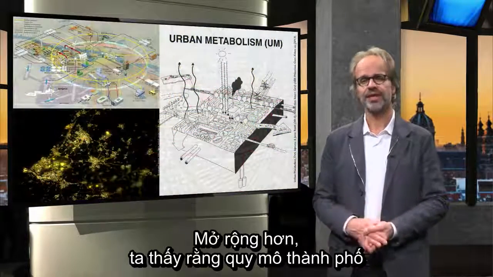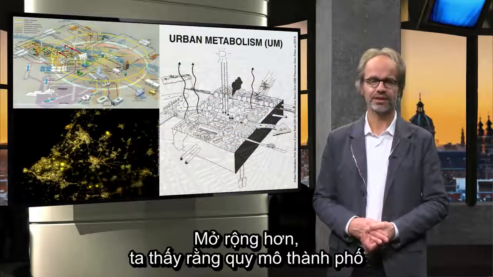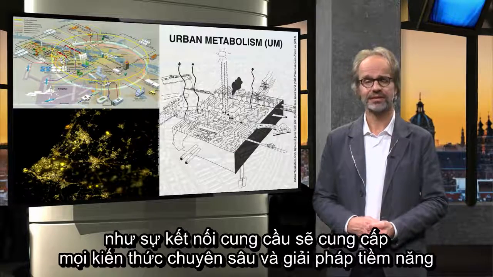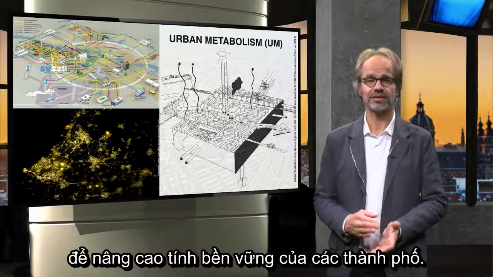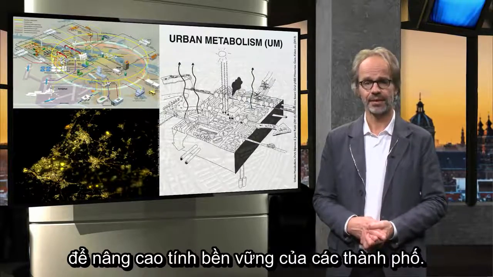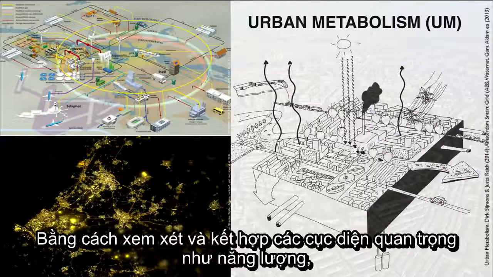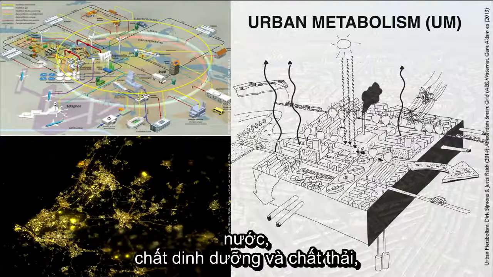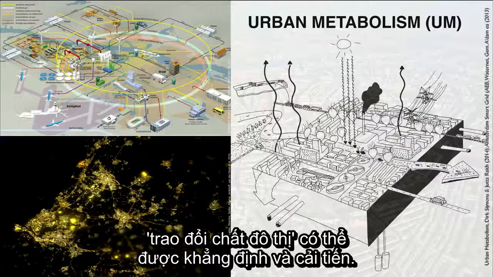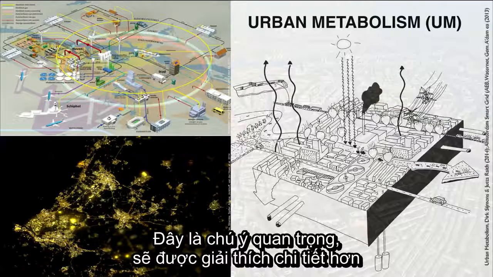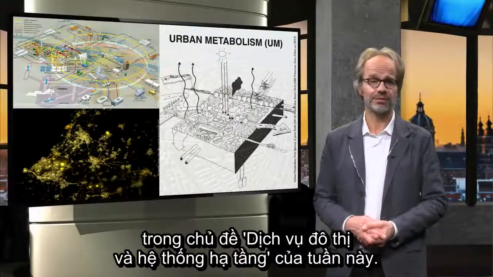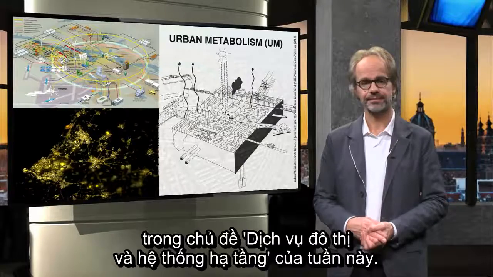When we zoom out, it shows us that at the scale of the city, such connection of supply and demand provides all kinds of insights and potential solutions to improve cities' sustainability. By considering and matching essential flows like energy, water, nutrients and waste, the so-called urban metabolism can be determined and improved. This urban metabolism is an important notion that also will be explained more in detail within this week's theme of urban services and infrastructures.